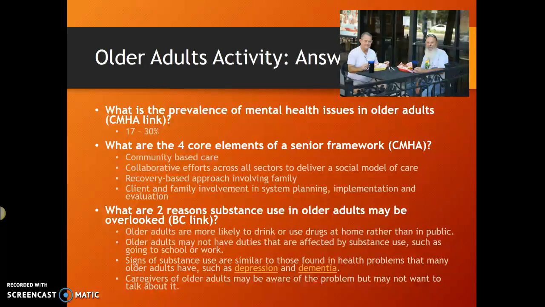And then lastly, what are 2 reasons that substance use in older adults may be overlooked? This was in the BC link. One is that older adults are more likely to drink or use drugs at home rather than in public. Older adults may not have duties that are affected by substance use, such as work or going to school. That kind of makes sense. And then signs of substance use are similar to those found in health problems that many older adults have, such as depression and dementia. So again, it can be overlooked, unfortunately. And lastly, caregivers of older adults may be aware of the problem, but they don't want to talk about it. So there's a lot of stigma around that, fear of repercussions.